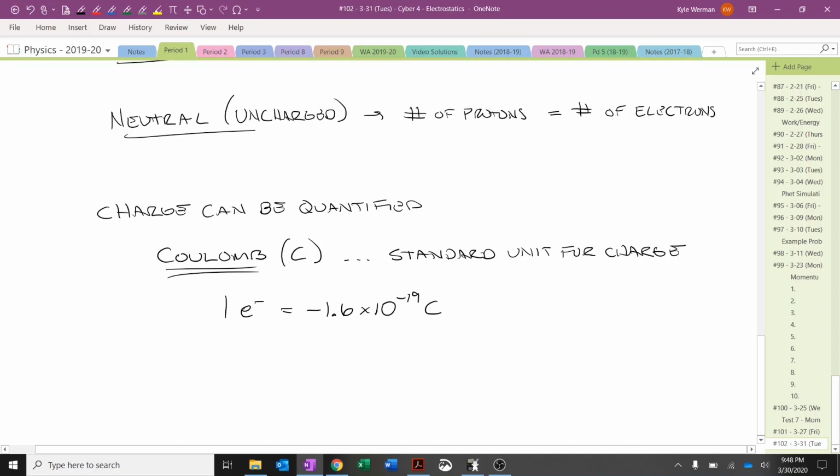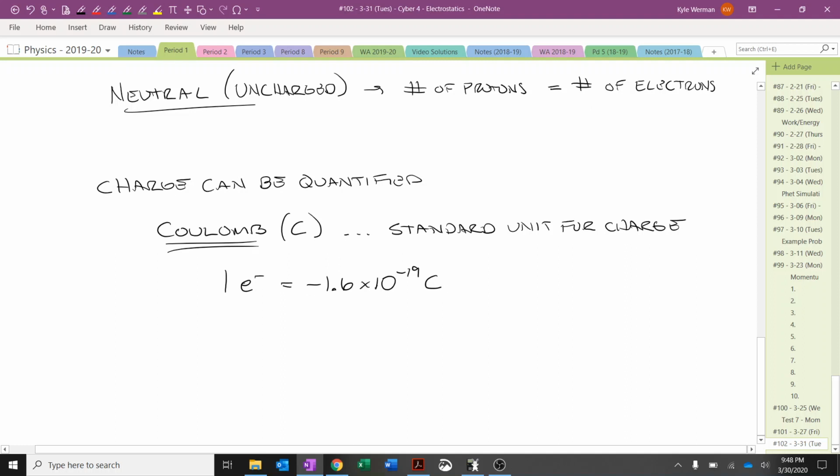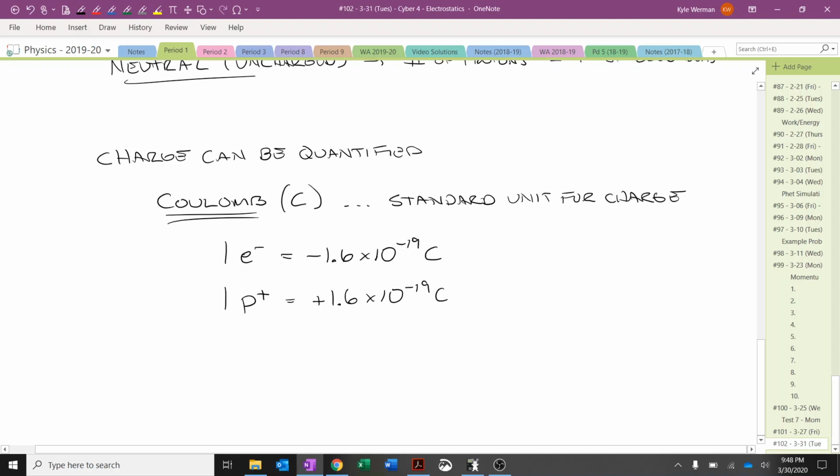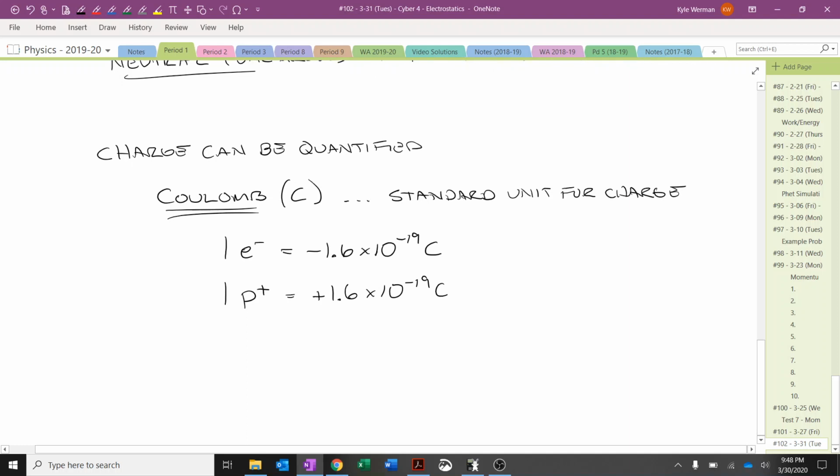And therefore, you can actually look at a proton and quantify what it must be. Right? If a proton and electron balance each other, then a proton must be positive 1.6 times 10 to the negative 19 coulombs. And it turns out if I take the inverse of these numbers, I can find the number of coulombs in an electron or in a proton.